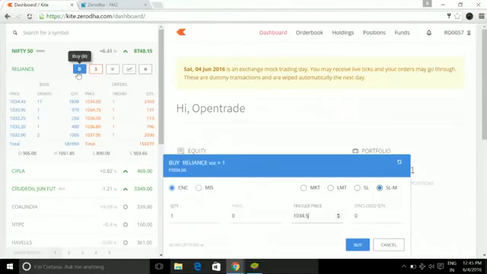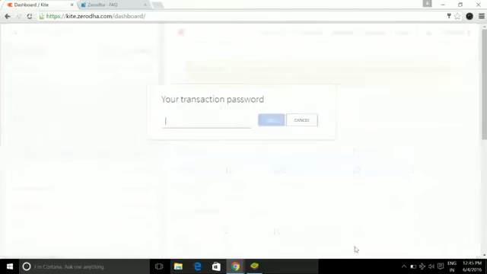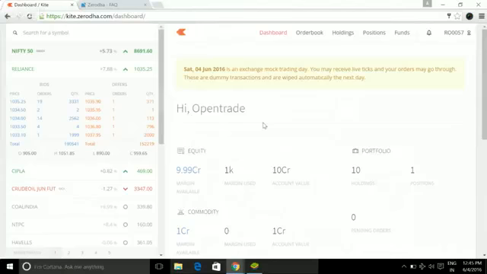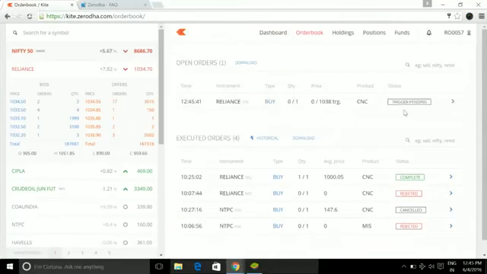Let me show with an example. Say I use stop loss market, and I put a trigger of 1038, and click on buy. The transaction password is asked only one time during the day, so from the second time onwards there's no password prompt. As you could see, an order was placed. I can go to the order book and see there's an order called trigger pending, with 1038 as the trigger.